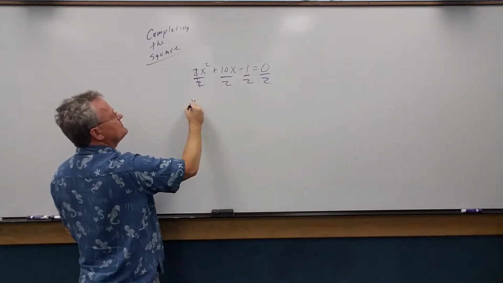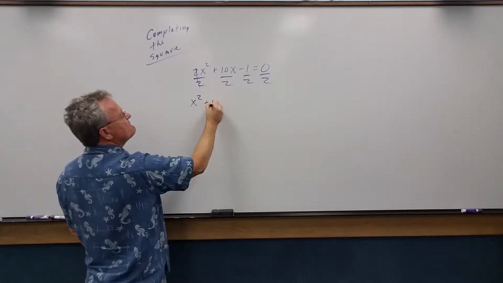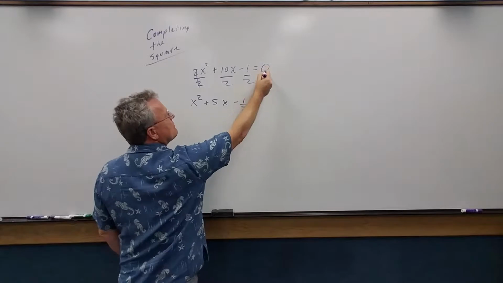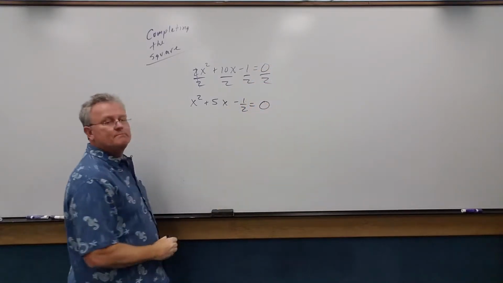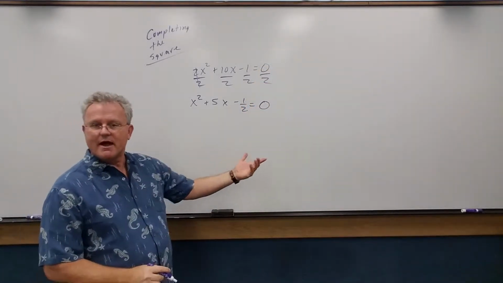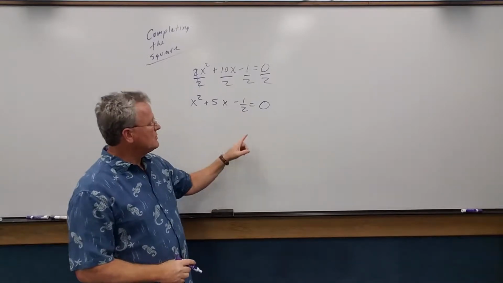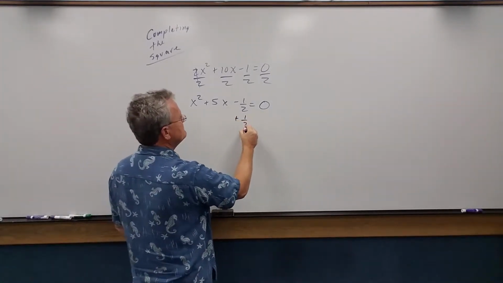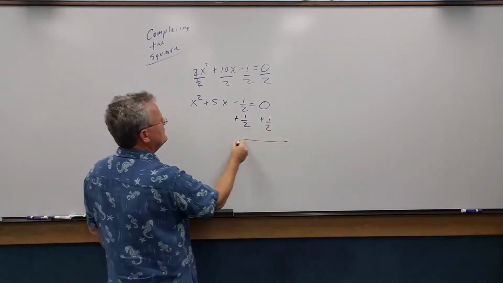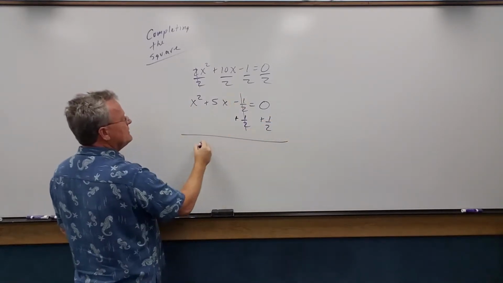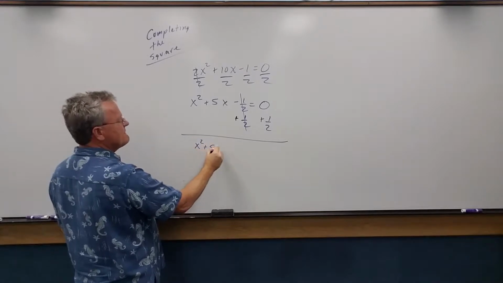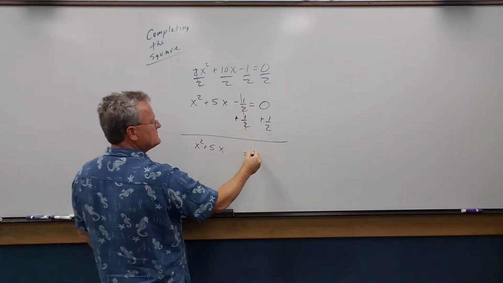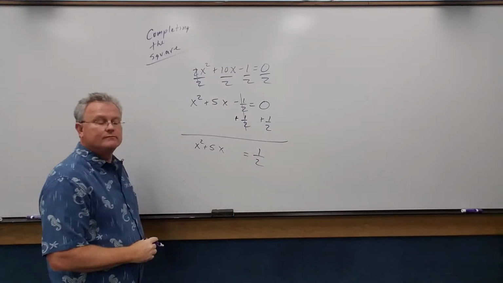So when I do that, we get this. That cancels. We get x squared plus 5x minus a half. Remember, 0 over any number is 0. Now we're right back to what we did in the past video. Add a half to both sides. Those add up to 0. And we get x squared plus 5x. Leave a space to complete the square. And this adds up to a half.